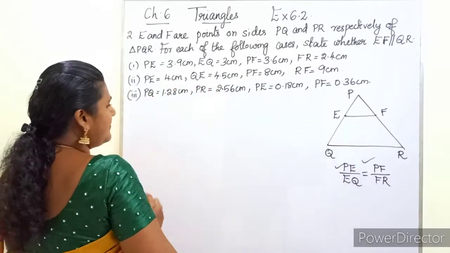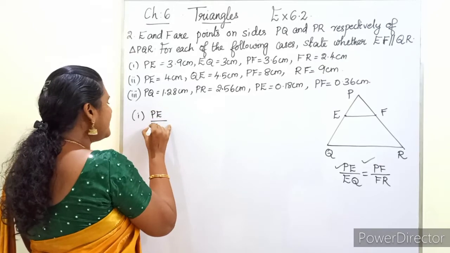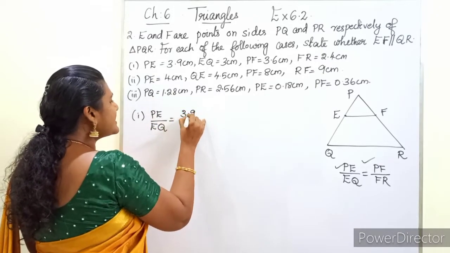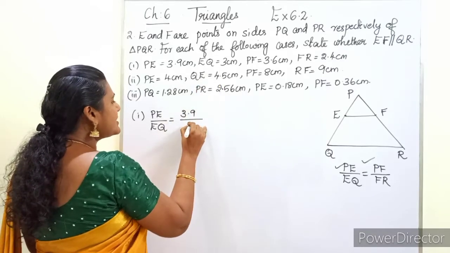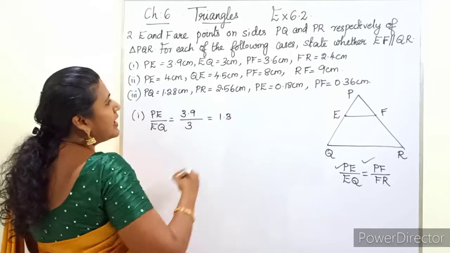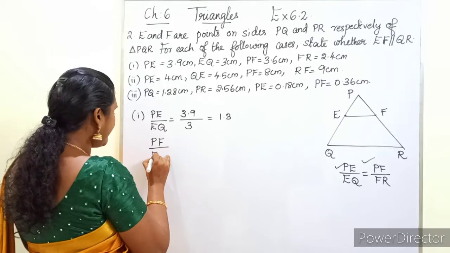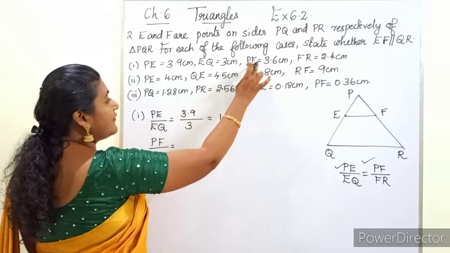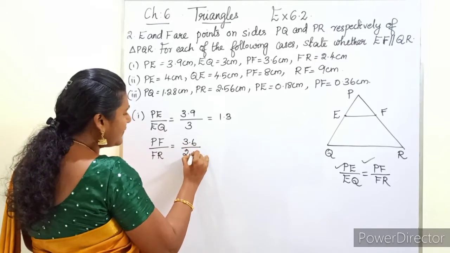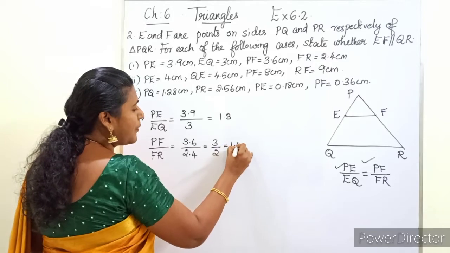For the first one, question number 1, we will first calculate the PE by EQ ratio. PE is given as 3.9 and EQ is equal to 3. When you divide, you will get 1.3. And similarly, the next ratio we will calculate, that is PF by FR. PF is given as 3.6 divided by 2.4. When you divide this, you will get 3 by 2, which is equal to 1.5.